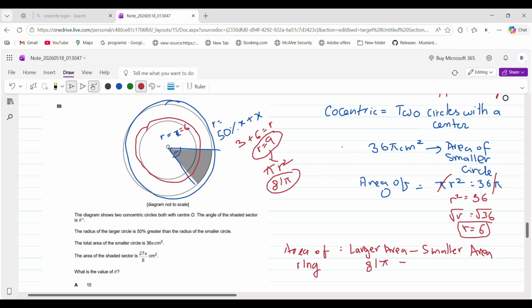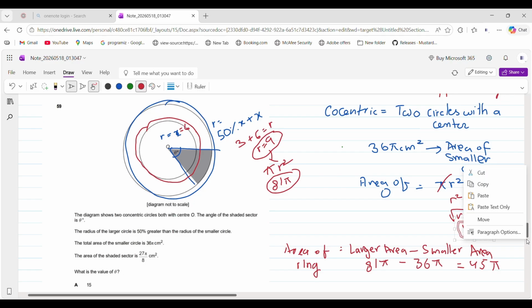So 81 pi minus the smaller circle area, which is already given as 36 pi. So 81 minus 36 is 45 pi. Now basically the area of the shaded region is given. We are supposed to find this theta.